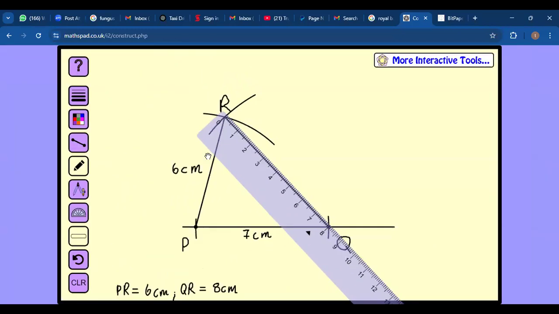So let's label this. If I label it, it's going to be 8 what? 8 centimeters. Okay, and that's exactly how we draw our triangle.